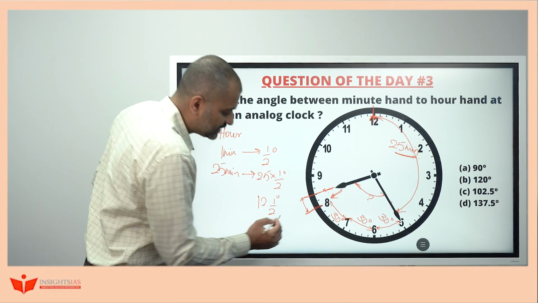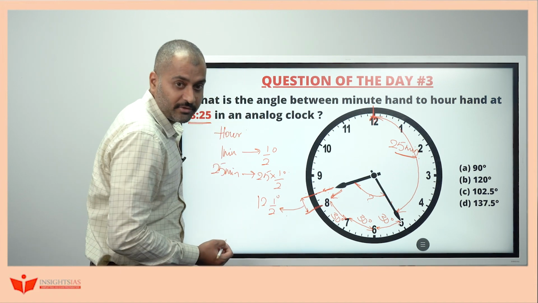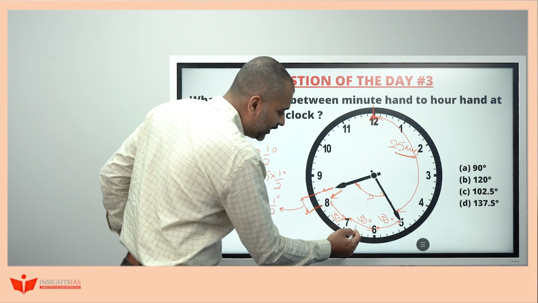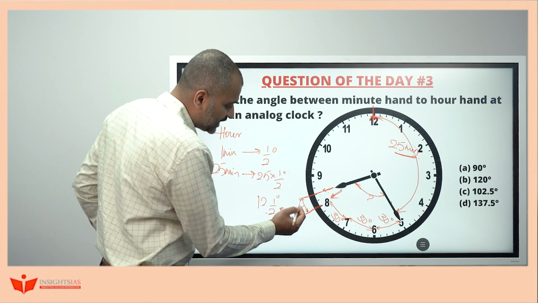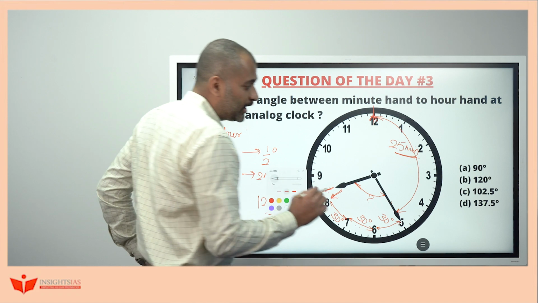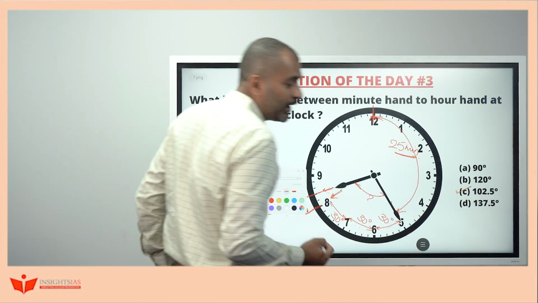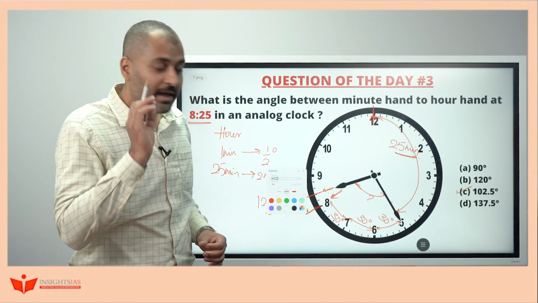So, what is this angle here? 12.5 degrees. So the answer is 30 degrees, 30 degrees, 30 degrees, and this angle is 12.5 degrees. Total it is 102.5 degrees.